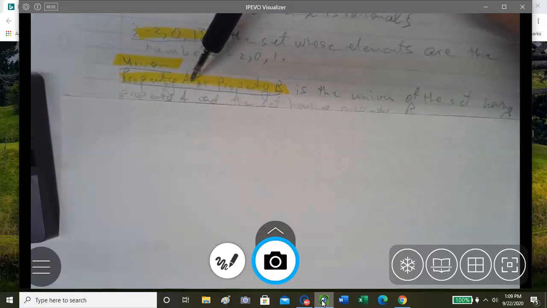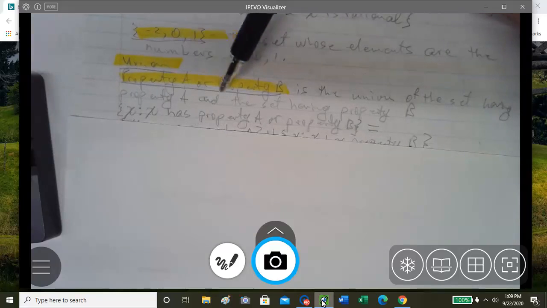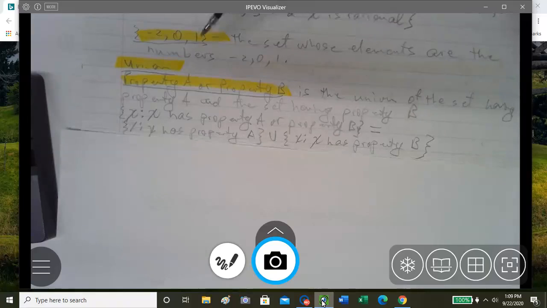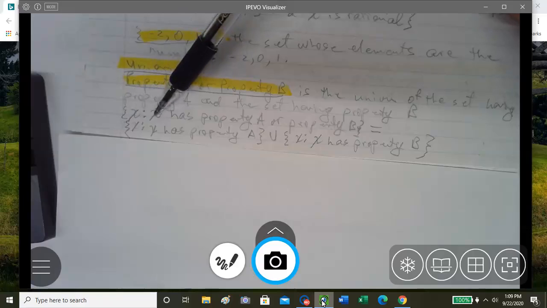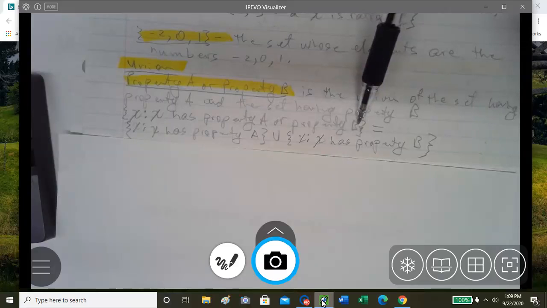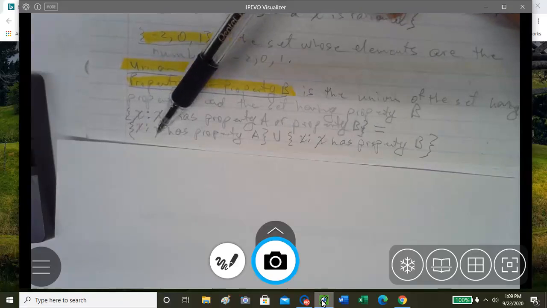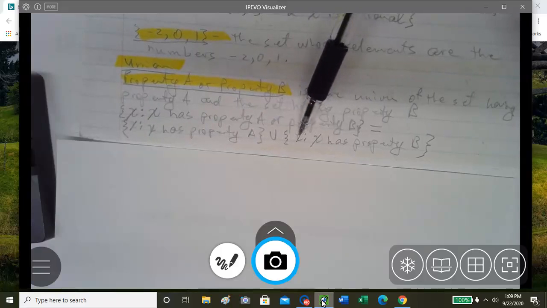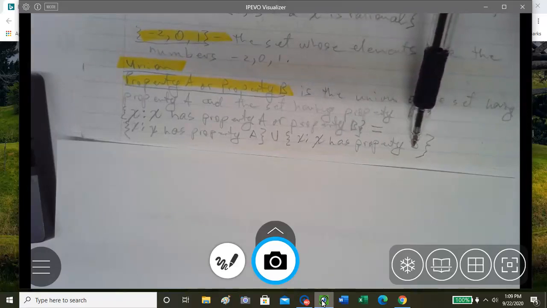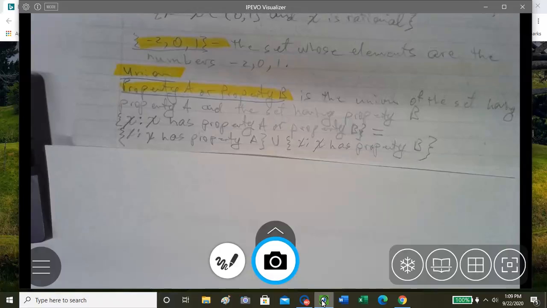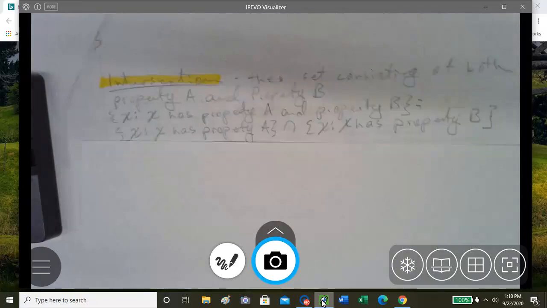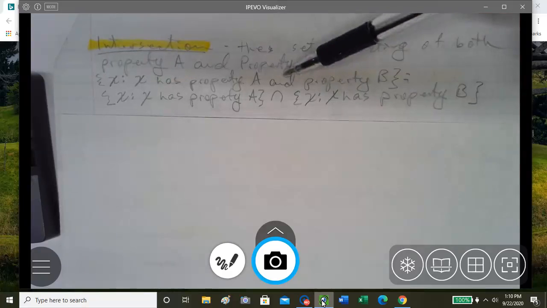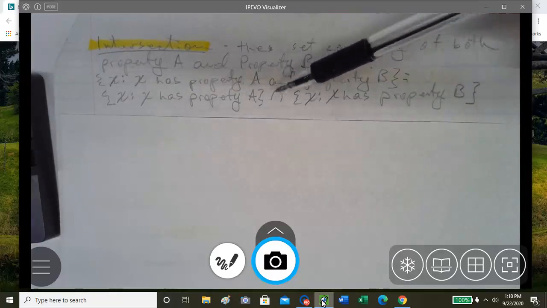Okay, union, property A or property B. The set having property A or property B is the union of the set having property A and the set having property B. So the set of all elements x such that x has property A or property B is equivalent to the set of all x such that x has property A, union, the set of all x such that x has property B. So again, you're using the union for property A or property B. And here we're looking at intersection: the set consisting of both property A and property B. x has property A and property B, so x has property A, intersection, x has property B.